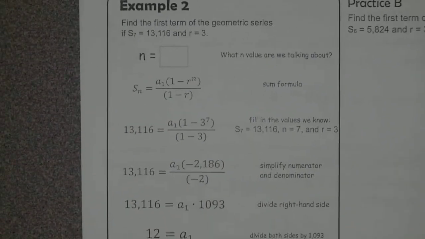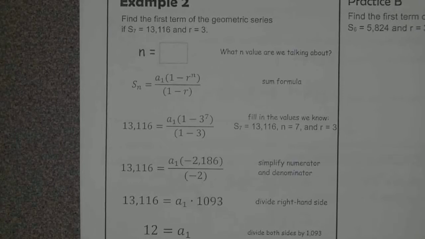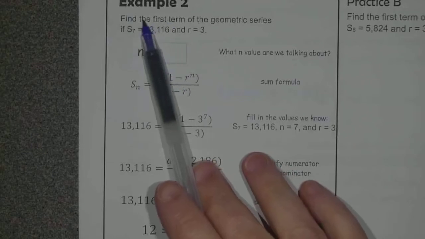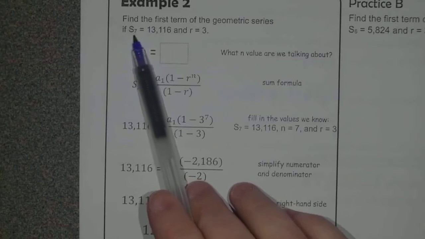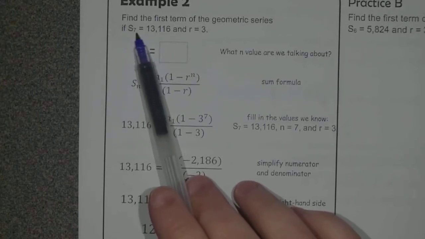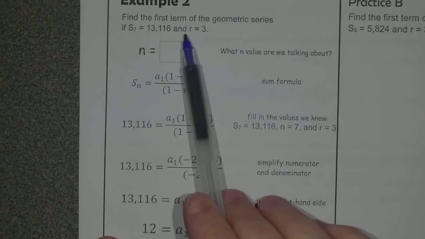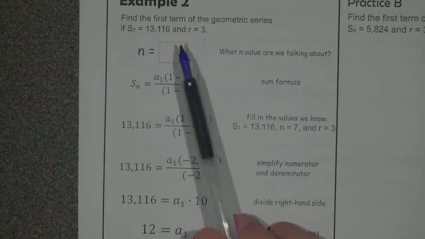All right. Example 2 right here then says find the first term of the geometric series, which means we're actually going to be solving for A1 this time instead. Okay. So is this done now? What? The last problem's done? It's done. Yep. That would be the sum of the first 8 terms on the last problem. Okay. So it says find the first term of the geometric series if S of the first 7 terms, or the sum of the first 7 terms, is this, and R is 3, the common ratio.